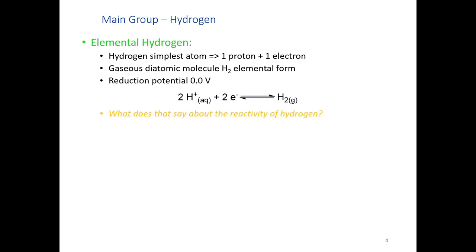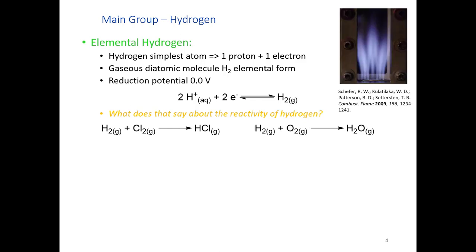What does that say about the reactivity of hydrogen? This means that hydrogen can act as both a reductant and an oxidant depending on the reaction. It tends to act as a reductant more often, though. In this reaction, hydrogen is being oxidized by chlorine to produce hydrochloric acid. In this second reaction, hydrogen is being oxidized by oxygen to form water. This is the reaction that occurs when you burn hydrogen in air.